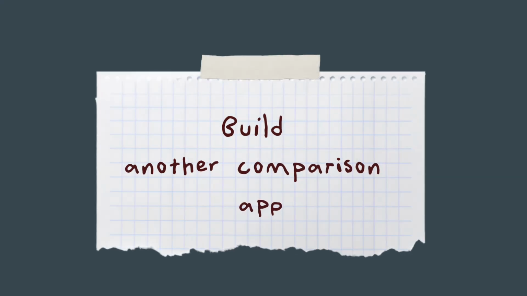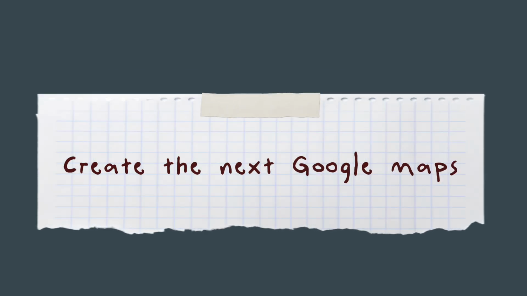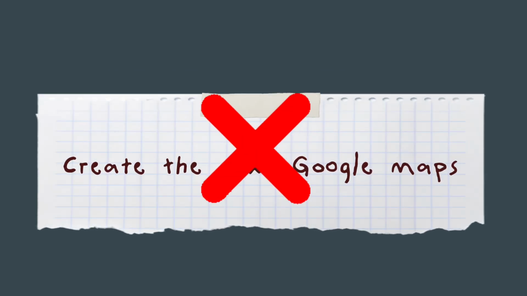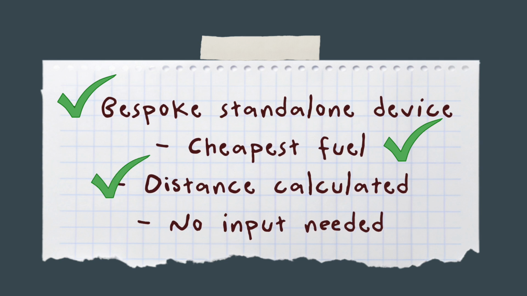To start off with, this isn't going to be another comparison app. We don't need any more of those. This isn't going to be the next Google Maps. What this is going to be is a bespoke standalone device agnostic of iPhones and Androids. It's going to show the nearest petrol station that has the cheapest fuel for my fuel type, and it's going to show the distance to that particular fuel station.